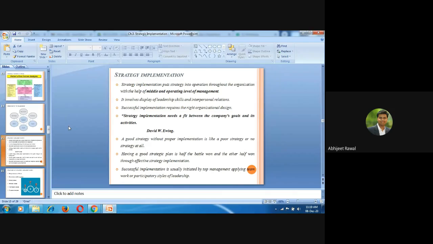Successful implementation requires the right organization design. The right organization design, or you can say structure, the hierarchy of an organization, should always be proper.